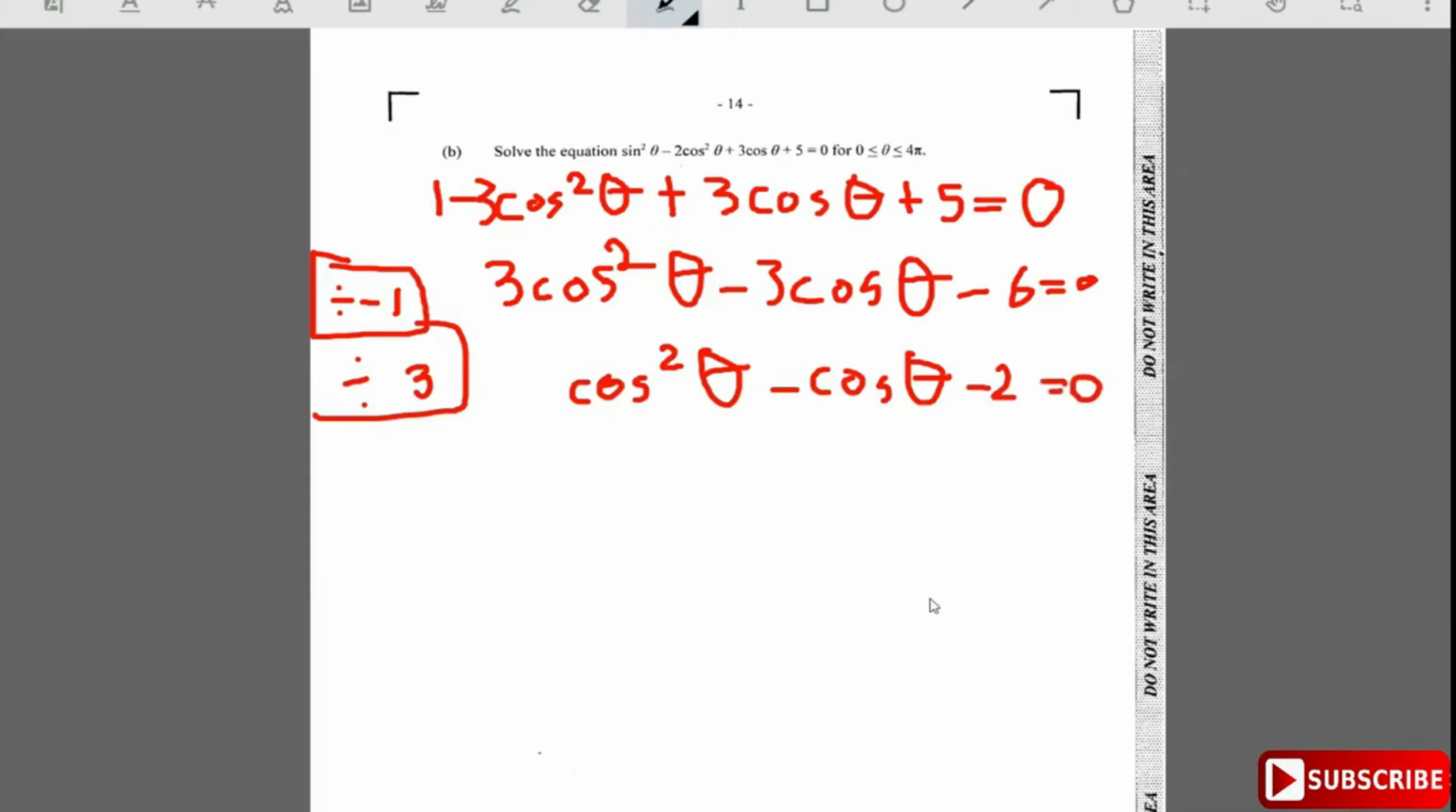Now, can this be factorized? I'm just going to go straight to quadratic formula. When it looks a little different, well, it can be factorized. Let's just factorize it. Let me see now. Signs are different. The greater product negative, so it has to be 2 and 1. Minus is associated here, and plus is associated here. This must be cos theta, and this part is cos theta.